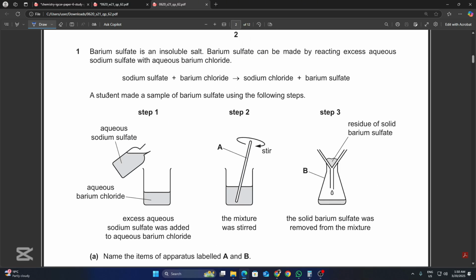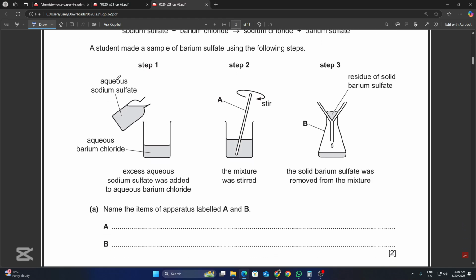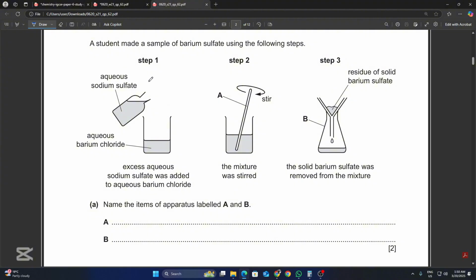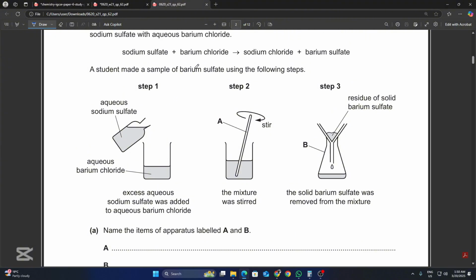So let's do this. Barium sulfate is an insoluble salt. Barium sulfate can be made by reacting excess aqueous sodium sulfate with aqueous barium chloride. All this stuff is, to be honest, extra information, because it will never really ask you details on the reaction. It will ask you mostly about the experimental part. What is this called? Why do we stir this? Why do we do that?